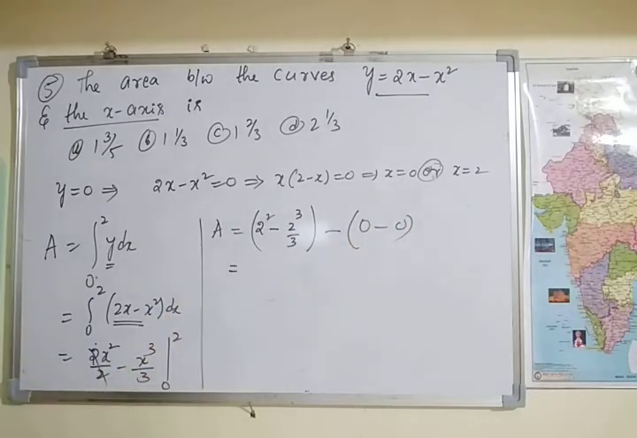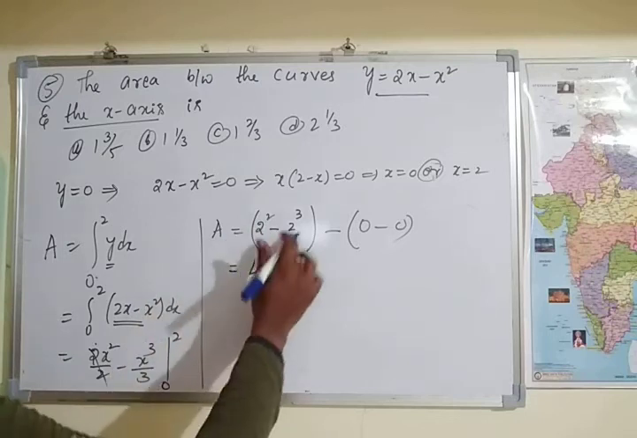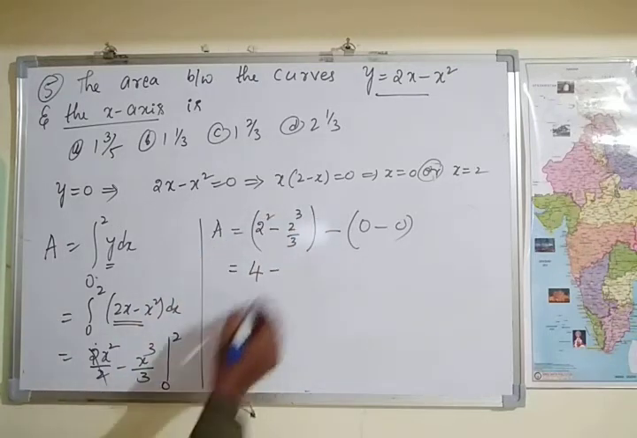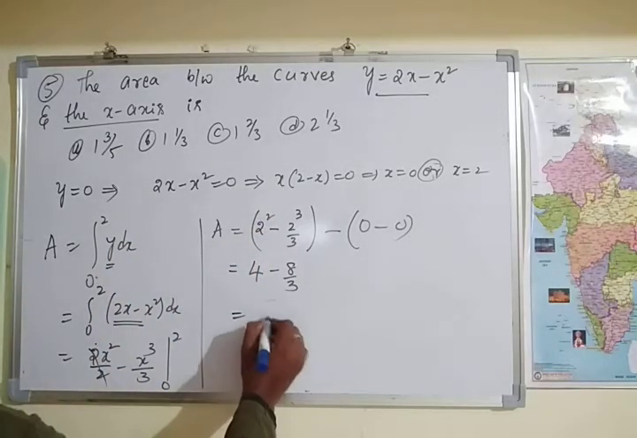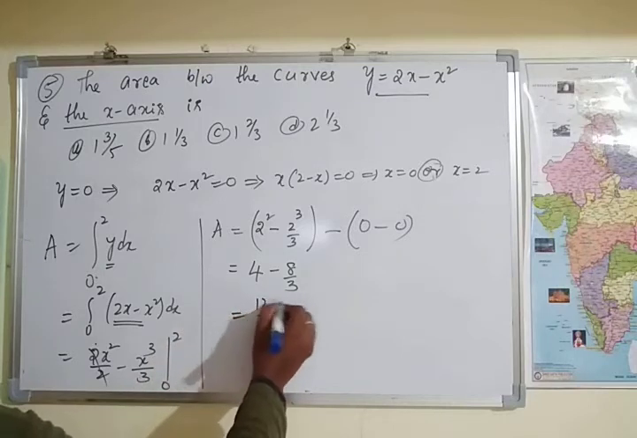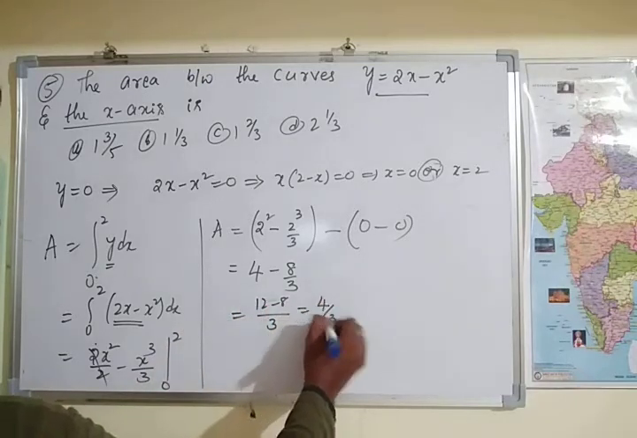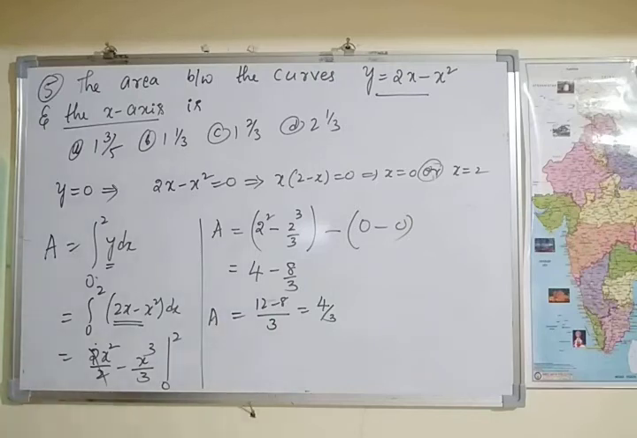Next, simplification of this result. 2 square is 4, minus 2 to the power 3, which is 8, divided by 3. Next, simplify the result. Take LCM, which is 3: 4 threes are 12, 12 minus 8 is equal to 4 divided by 3. The value of the area is equal to 4 by 3.